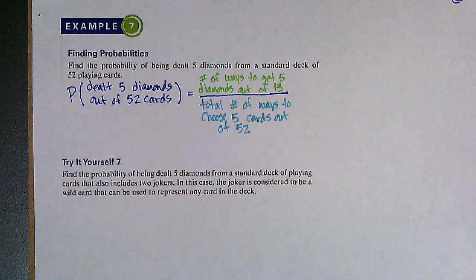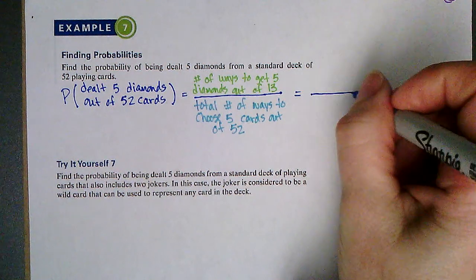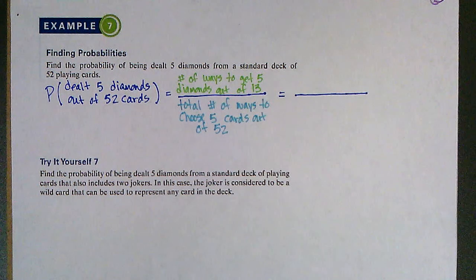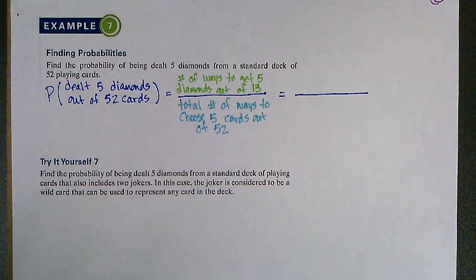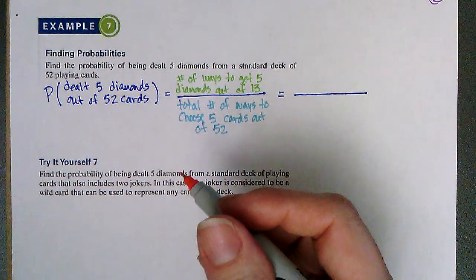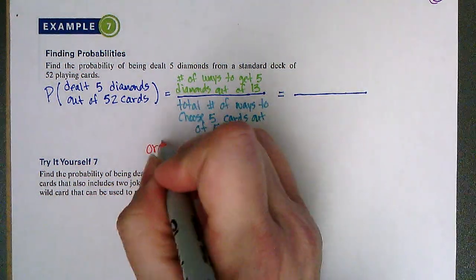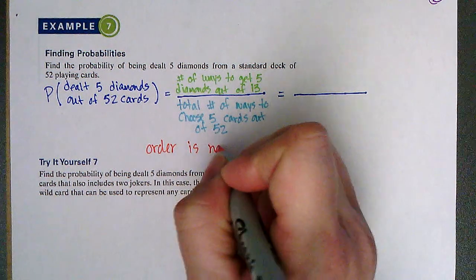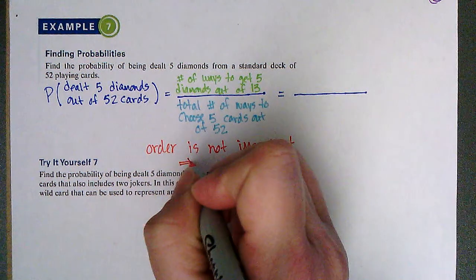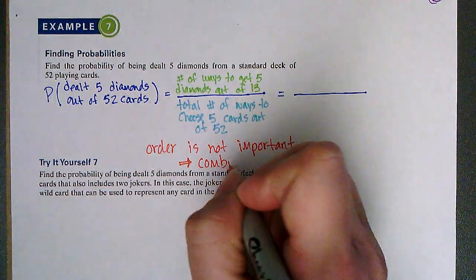So the probability that we are dealt 5 diamonds out of 52 cards. Does order matter in this problem? It just says 5 diamonds. It doesn't say like 4, 5, 6, and 7 or anything like that. So order is not important. When order is not important, remember that means we're using combinations.